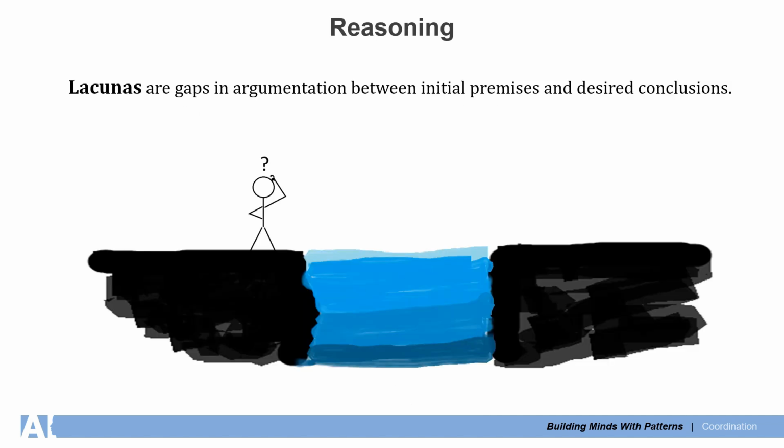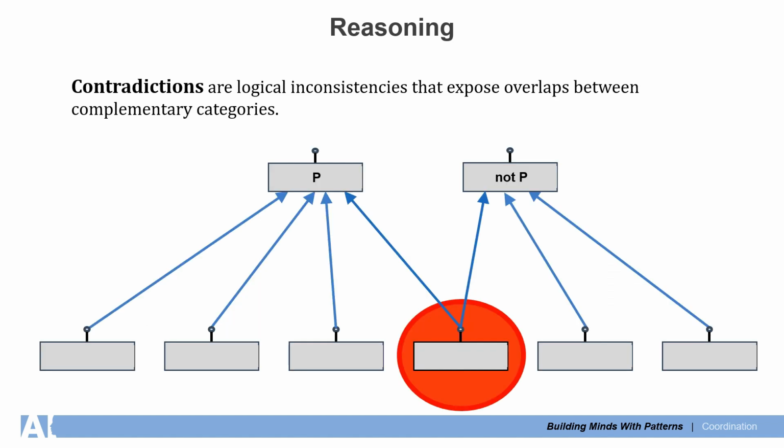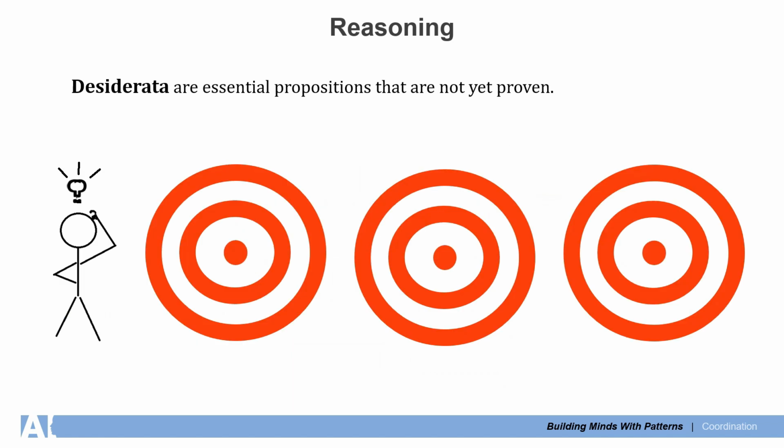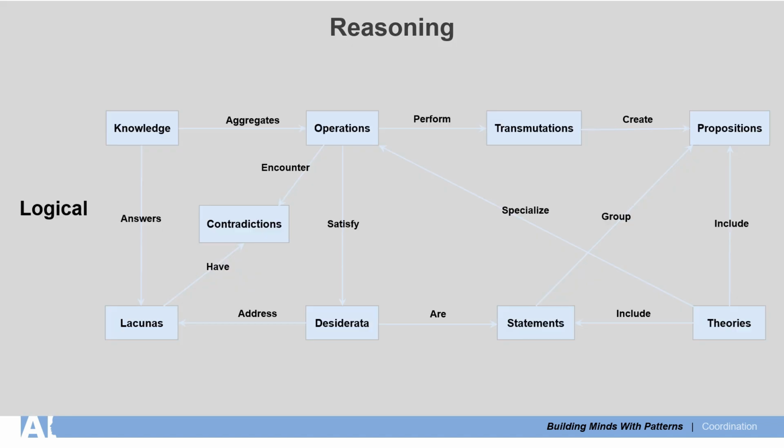Lacunas are gaps in argumentation between initial premises and desired conclusions. Contradictions are logical inconsistencies that expose overlaps between complementary categories. Desiderata are essential propositions that are not yet proven. Here's what it looks like when it's mapped out in a conceptual graph.